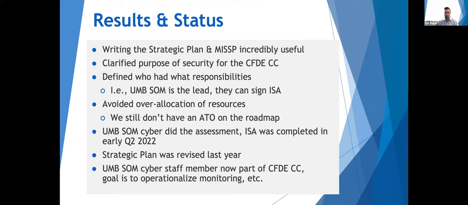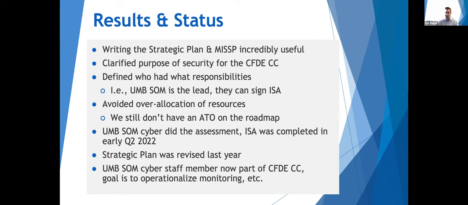As I said, the writing strategic plan and the MISSP were incredibly useful. They helped figure out why we were doing security. They also helped answer those questions about roles and responsibilities. So if the School of Medicine is the lead, they've got the primary contact from the NIH, they're the ones who can take the risk and sign the ISA. That's why it's been excellent to work with their cyber team, because that's who ended up signing it.